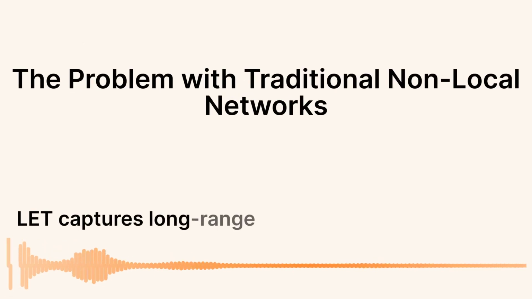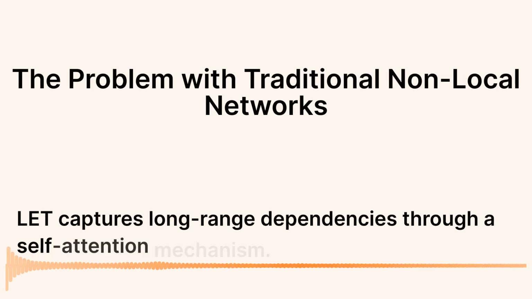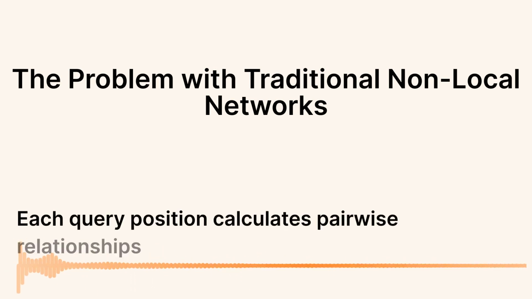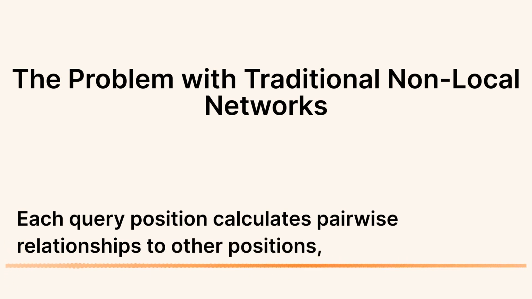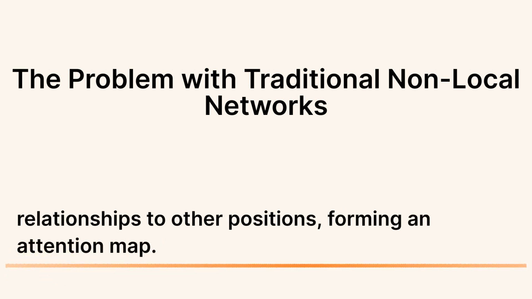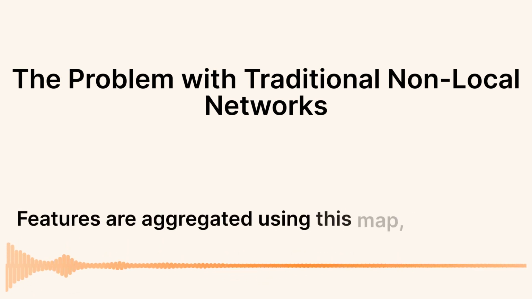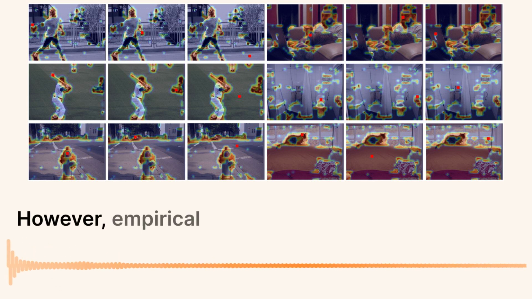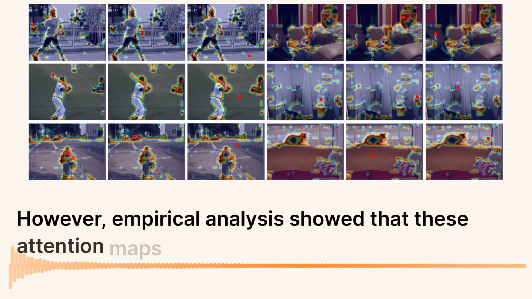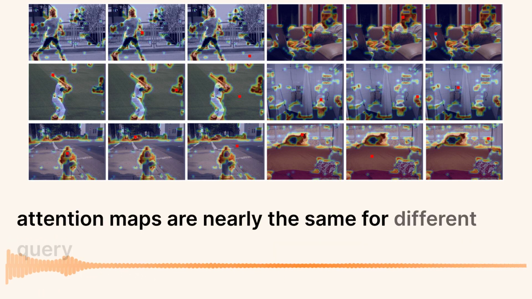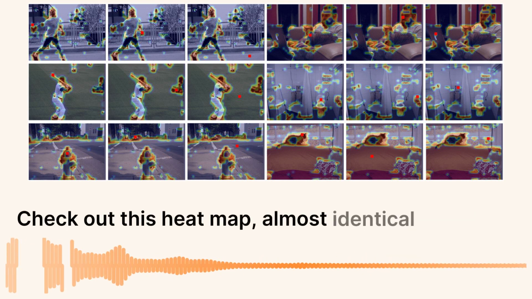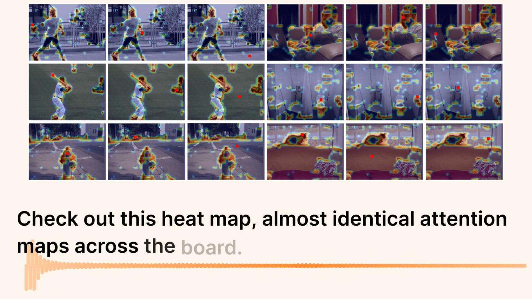NLNet captures long-range dependencies through a self-attention mechanism. Each query position calculates pairwise relationships to other positions, forming an attention map. Features are aggregated using this map, then added to each query position. However, empirical analysis showed that these attention maps are nearly the same for different query positions. Check out this heat map, almost identical attention maps across the board.